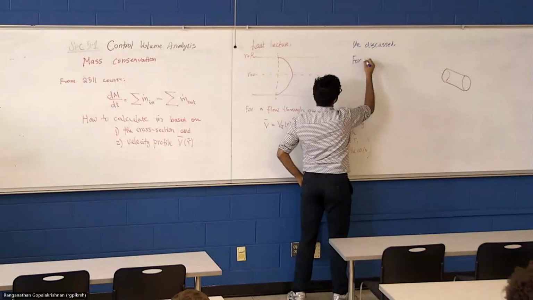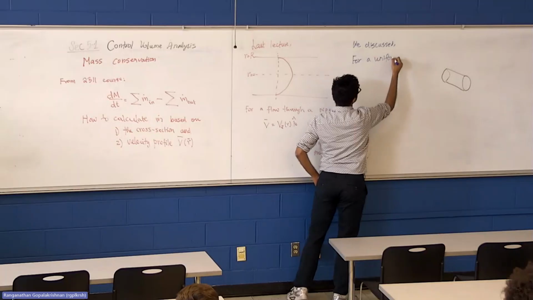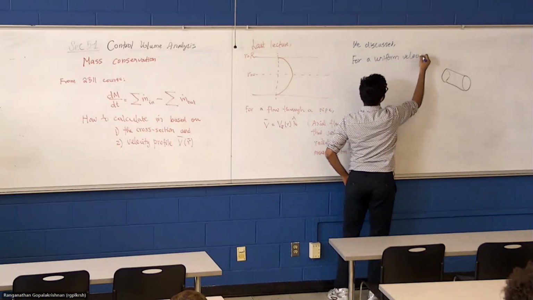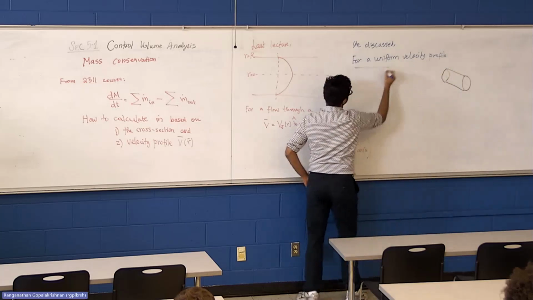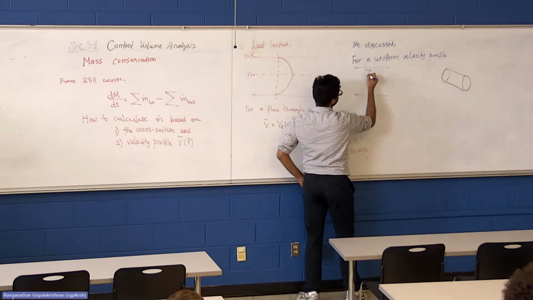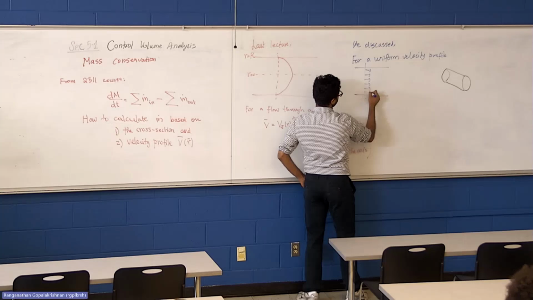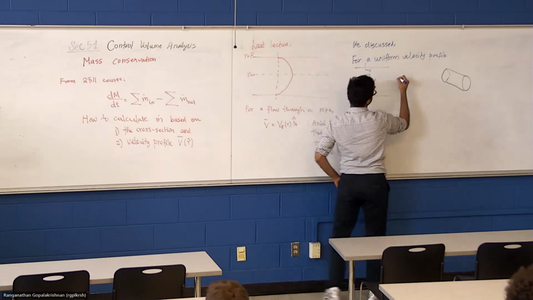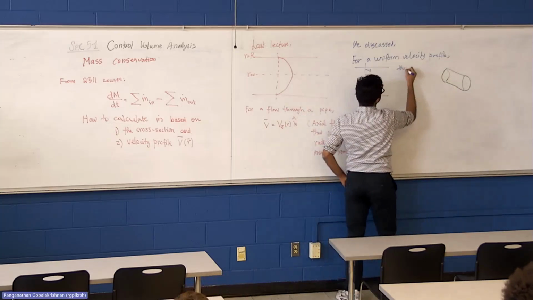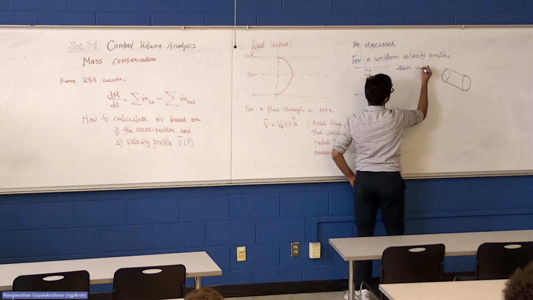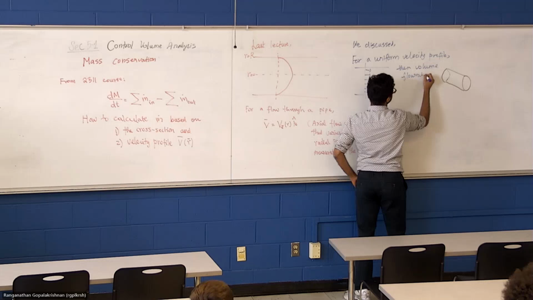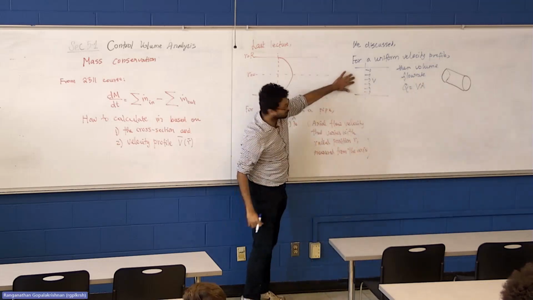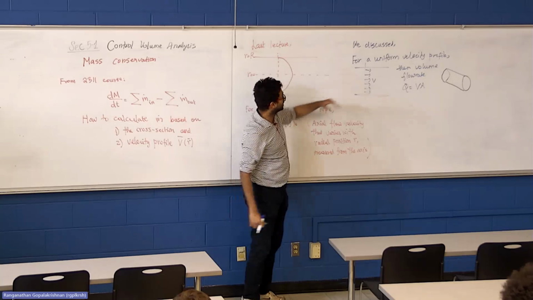For a uniform velocity profile, that is, if the velocity profile were the same at every point and it has a value of V, then the volume flow rate Q is equal to V times A. That is true only if the velocity is uniform across the cross section.